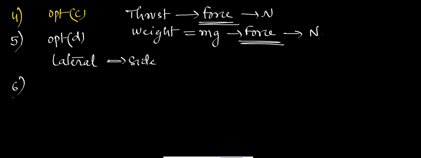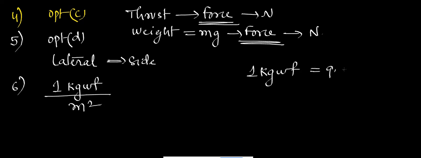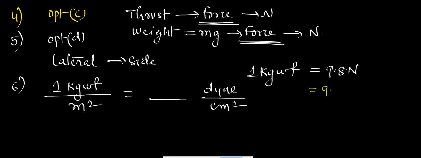Now go through the sixth one. 1 kg weight by meter square is equal to dash dyne by centimeter square. See, kilogram weight is actually the gravitational unit of force. And 1 kilogram weight, Gautam, is equal to 9.8 newtons. What we have to do is change the numerator into dynes and the denominator into centimeter square, right? So first do the conversion for the numerator. 1 kilogram weight is 9.8 newtons and 1 newton is how many dynes? 10 power 5 dynes.